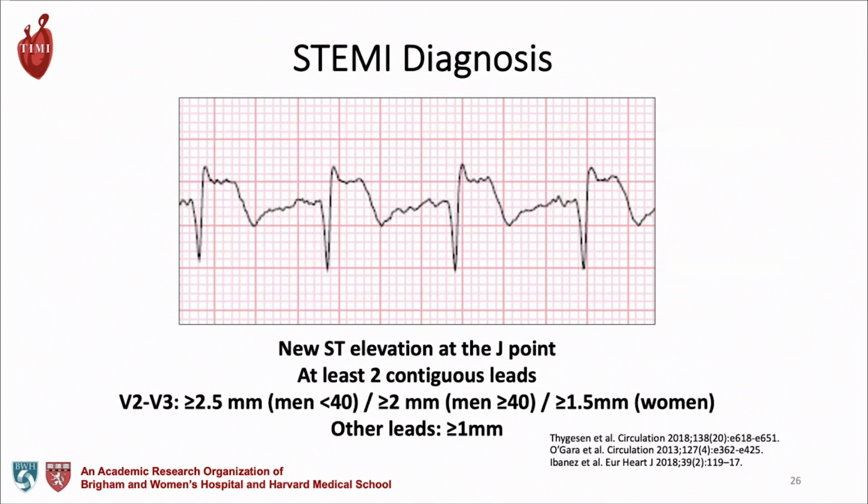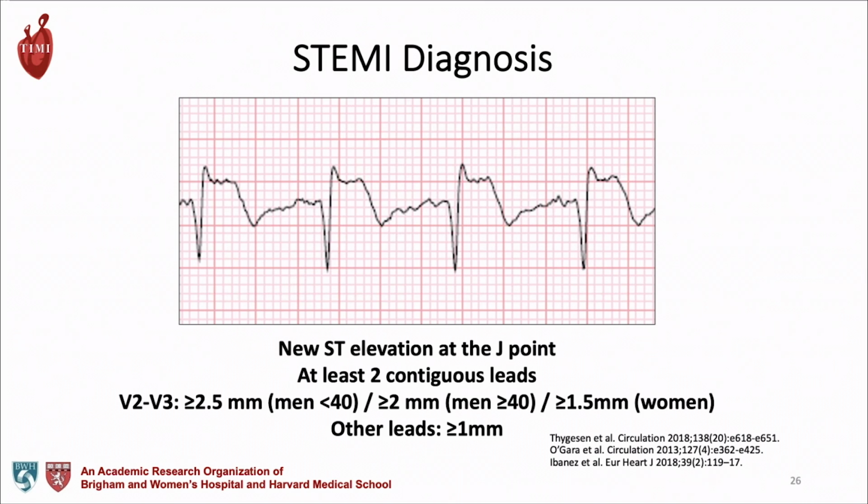And STEMI, just as a reminder, the major difference between non-ST elevation acute coronary syndromes and STEMI from a clinical diagnosis standpoint is what the electrocardiogram shows. Specifically, there has to be new ST segment elevation at the J point. The J point refers to the portion of the ECG where the QRS complex meets the ST segment. And you have to see ST segment elevation in at least 2 contiguous leads.